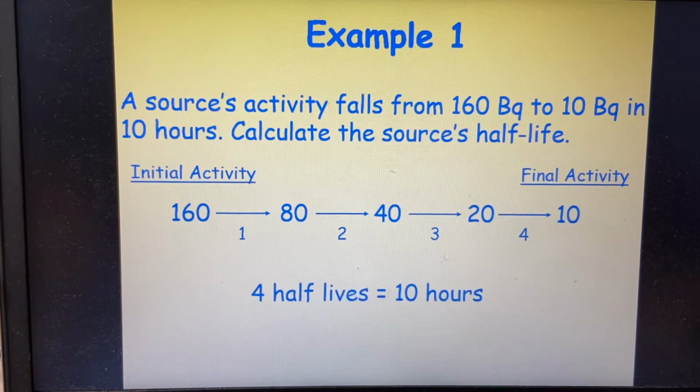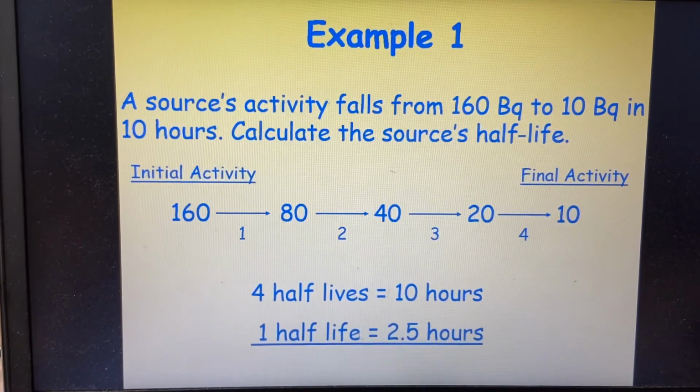So if 4 half-lives are equal to 10 hours, 1 half-life, simple enough, would just do the 10 hours divided by 4, and that would then give us 2.5 hours. And that's our first example on how you would do these ones, is if you're asked to work out what the source's half-life is.